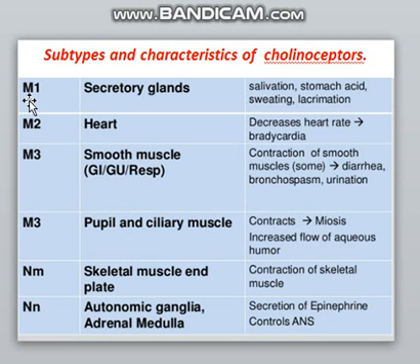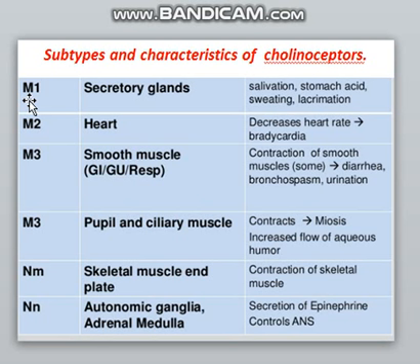M3 is present on smooth muscles, of the gastrointestinal tract and upper respiratory tract, and the characteristic is contraction. It contracts smooth muscles, as in diarrhea, bronchospasm, or urination. M3 is also present on the pupil and ciliary muscle receptors. It contracts and causes miosis, with an increased flow of aqueous humor.